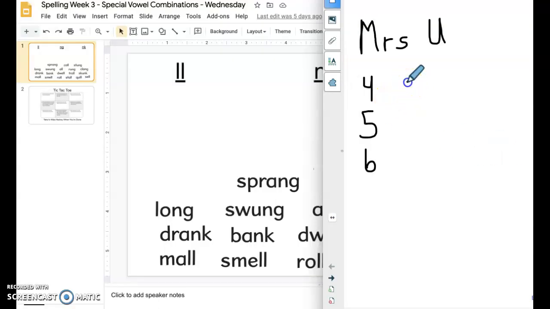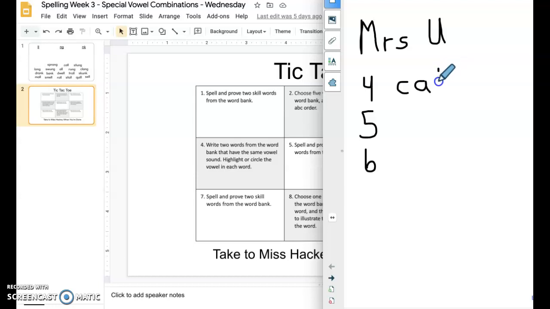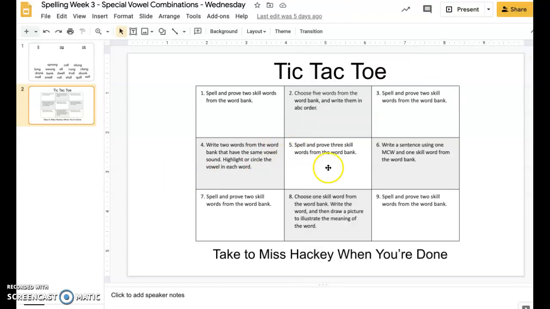So it said to write my 2 words. I'm doing number 4 on my tic-tac-toe. Number 4 on my tic-tac-toe says write 2 words from the word bank that have the same vowel sound. Highlight or circle the vowel. So I'm going to do call and all. And I'm going to circle my vowels. So make sure they have the same sound, and then you'll circle them. Then you'll go to your next one on your tic-tac-toe.